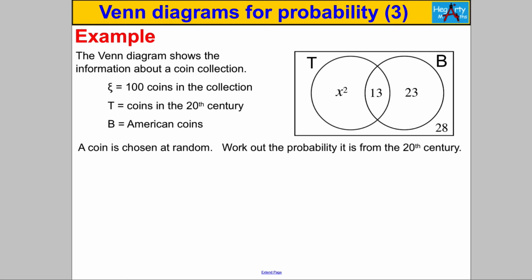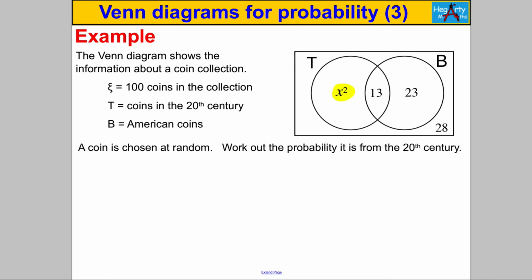Very similar scenario here about a coin collection of 100. Some of the coins are from the 20th century and some of the coins are American coins. So it says a coin is chosen at random, work out the probability it is from the 20th century. We need to work out how many coins inside the circle for t, so we need to find x in the first instance. So let's set up our equation.